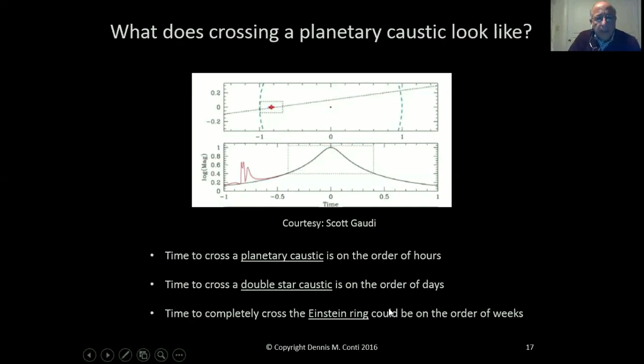And the time to completely cross the Einstein ring could be on the order of weeks. So the complete crossing, this overall curve here, is on the order of weeks. So you can see that there's different time frames based upon the different caustics and how long it takes to go across the Einstein ring itself.